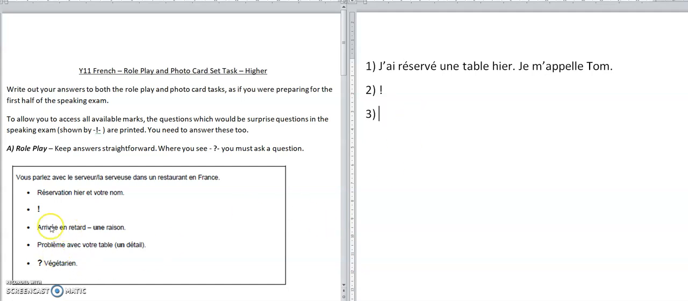Then we've got arriver, something to do with arriving, en retard, late, une raison, hopefully you know a reason. That comes up a lot, raison. It's often about giving, there's lots of reason giving in higher tier. Raison, reason, key vocab. So you're saying a reason why you were late.